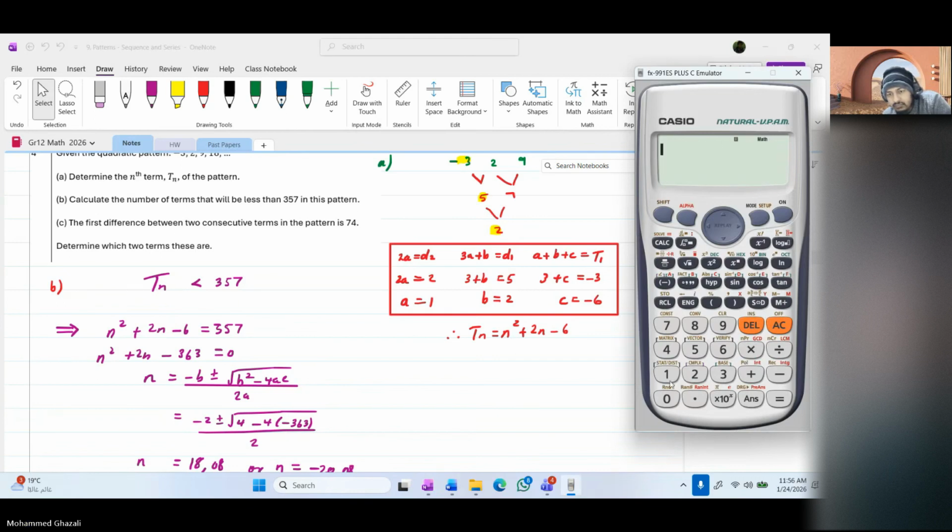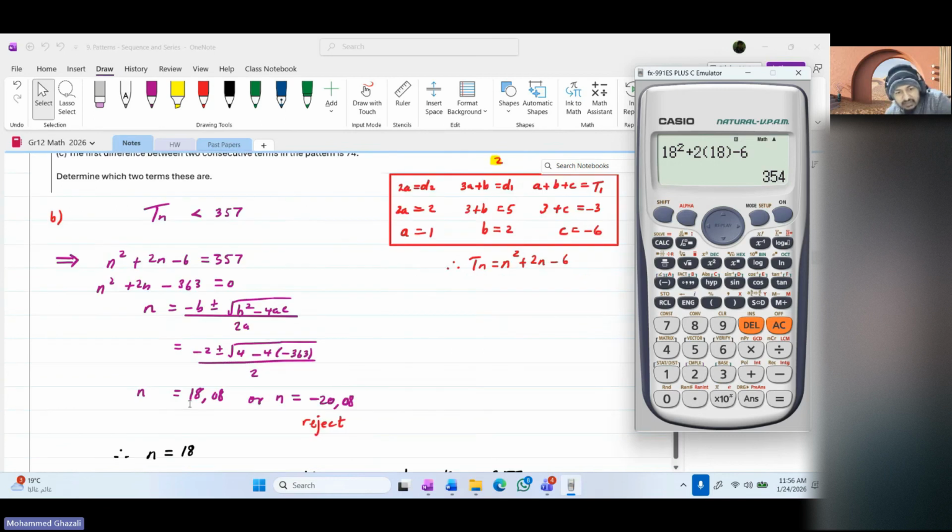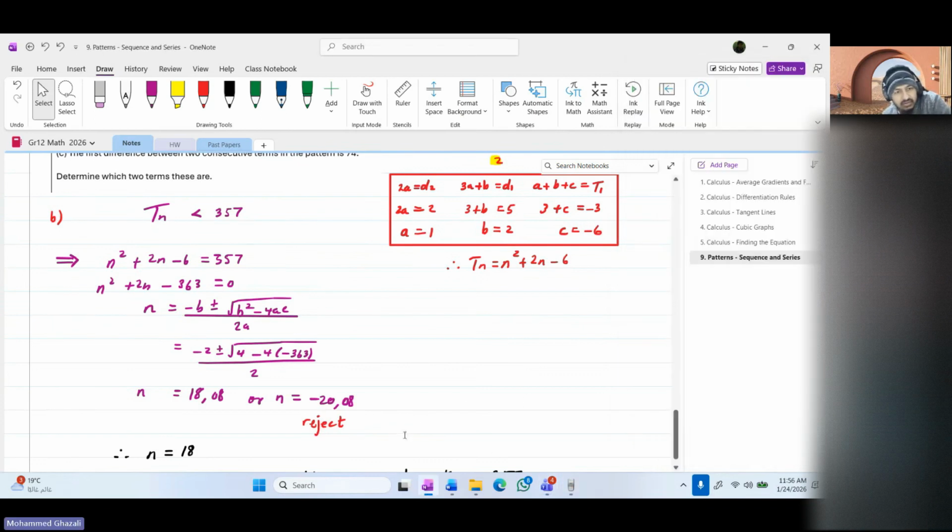Mode. So we got 19 squared plus 2 times 19 minus 6. See, I'm getting an answer of 393, which is way more than 357. Let's try 18 now. Right, so we're getting 354. So that's the closest one that it comes to. Right, this is great. So let's continue with part C now.